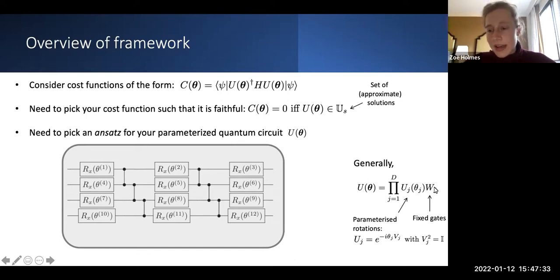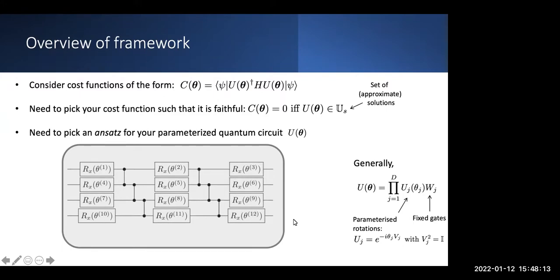That is, you're going to have alternating layers of fixed gates and parameterized rotations. Your fixed gates can be anything really. In this diagram on the right here, they're just ladders of ZZ gates. And your parameterized rotations, I'm going to assume that they're of this form: just e to the minus i theta Vj, where Vj is Hermitian. And it's helpful to assume that your Vj's also square to the identity. So your Vj's could be single qubit Pauli operators or multi-qubit Pauli operators, or anything that satisfies these conditions. On the diagram to the left here, they are simply single qubit rotations, but it could be much more general than that.